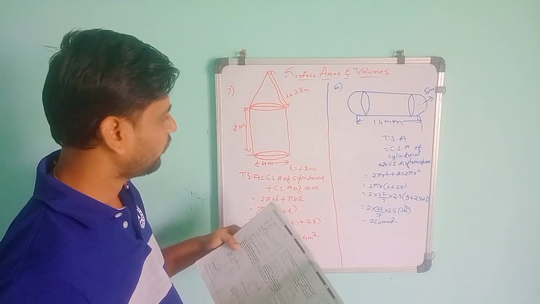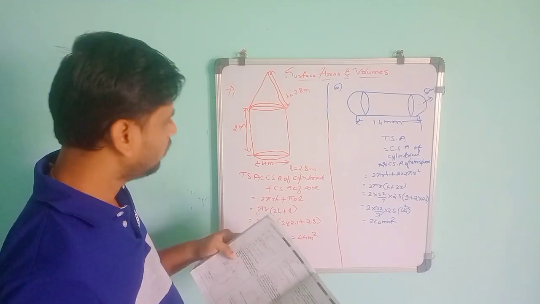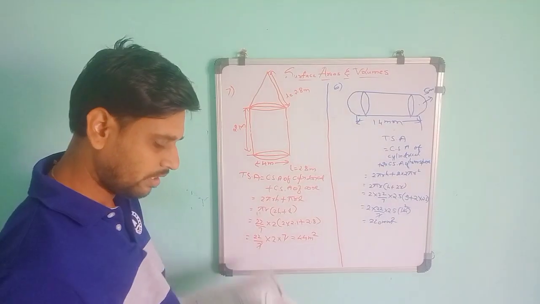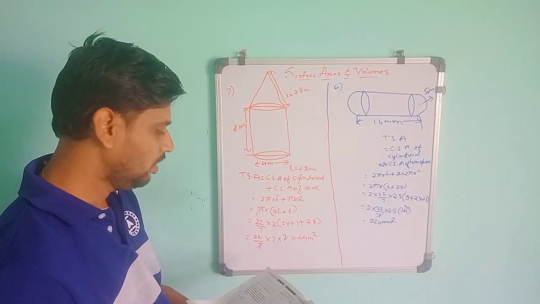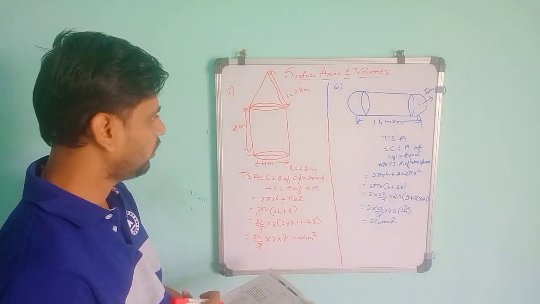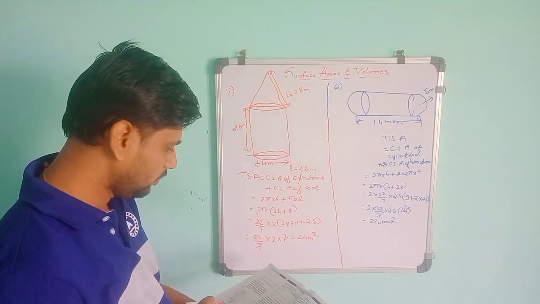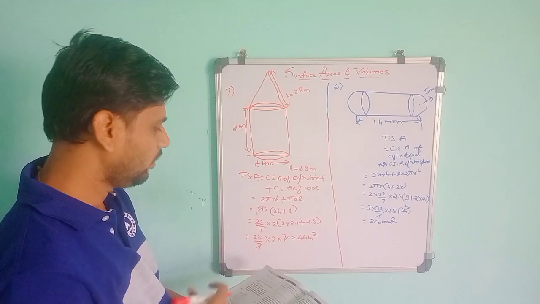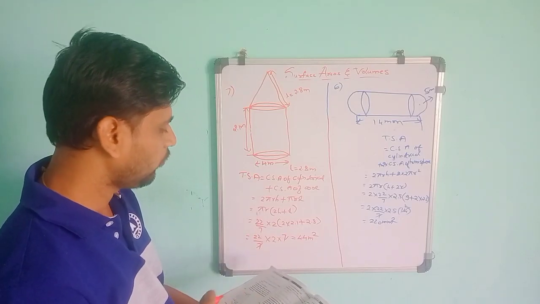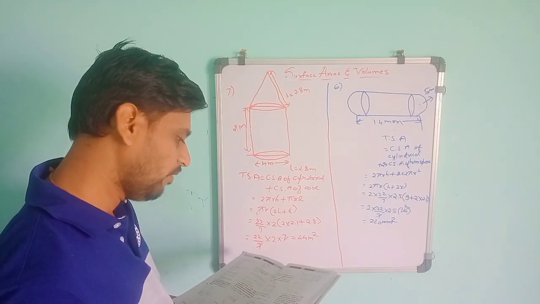So the curved surface of the cone, then the curved surface of the cylindrical part. So the cylinder is 2 pi r h, then this one pi r l. So r, you know that one, is 2 meter, because the cylindrical part is 4, so the remaining will be 2 only. Then by the calculation you got 44 meter square. This is the total surface area of the canvas.